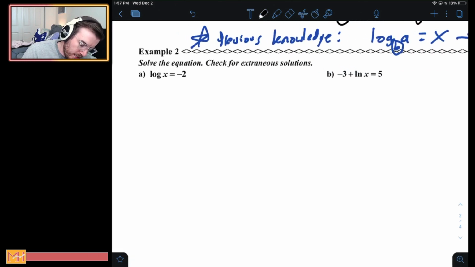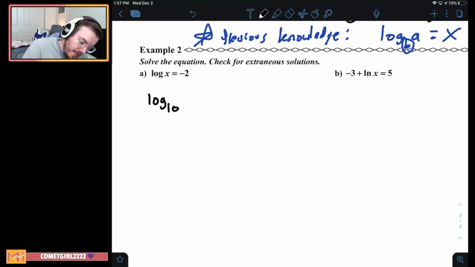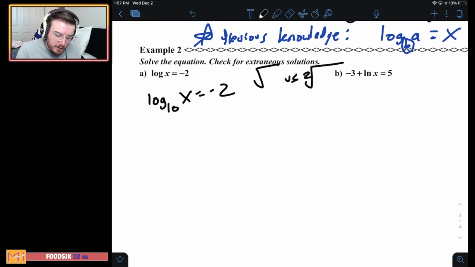So take a look at the first one. You might be thinking, where's the base? Remember, a naked log, a log without a base, is the common log, which is log base 10. Okay? So even think about like square root. We don't write square root like that, right? We write it like this. Okay? So now we rewrite.